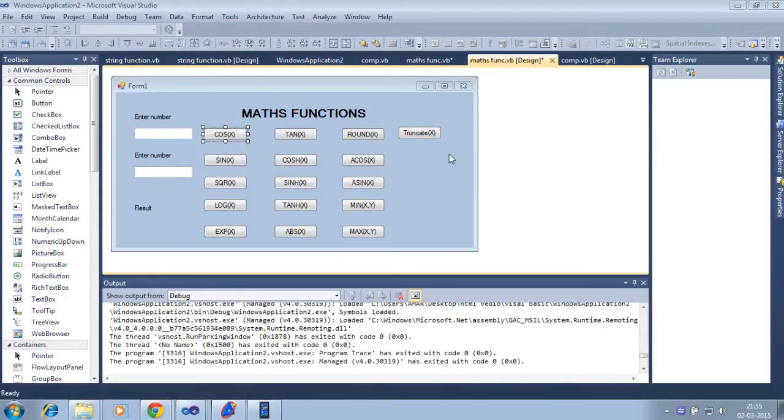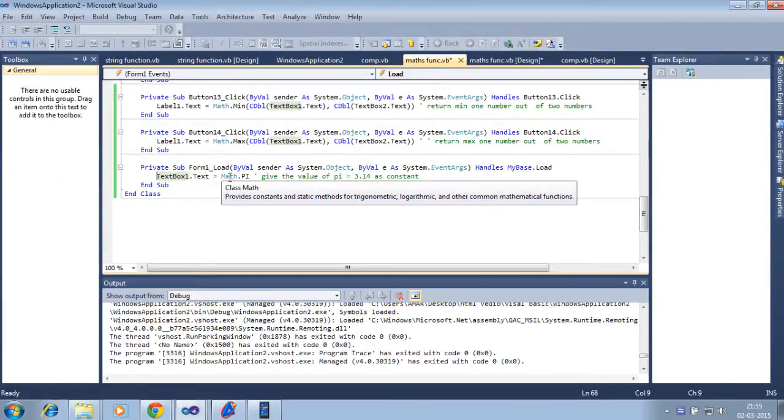There is the round function, which gives the rounding of numbers and fractional values. There is the minimum, comparing the two numbers and returning the minimum out of two numbers, which is the minimum value. And here is the maximum value from comparing x and y.